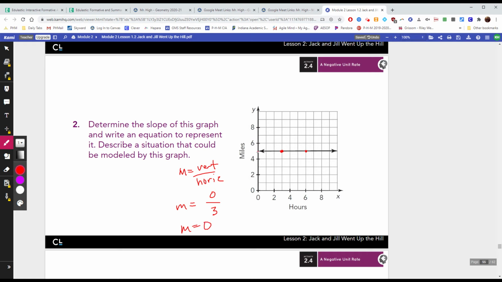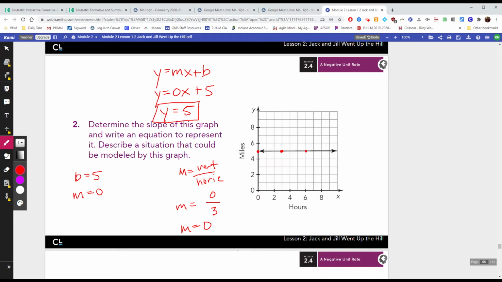I do notice it's starting at 5. So b is 5. My slope is 0. So my equation, go up here, would follow this form. If the slope is 0, that means 0x plus 5 for b. So 0x is nothing. So my equation would just be y equals 5.